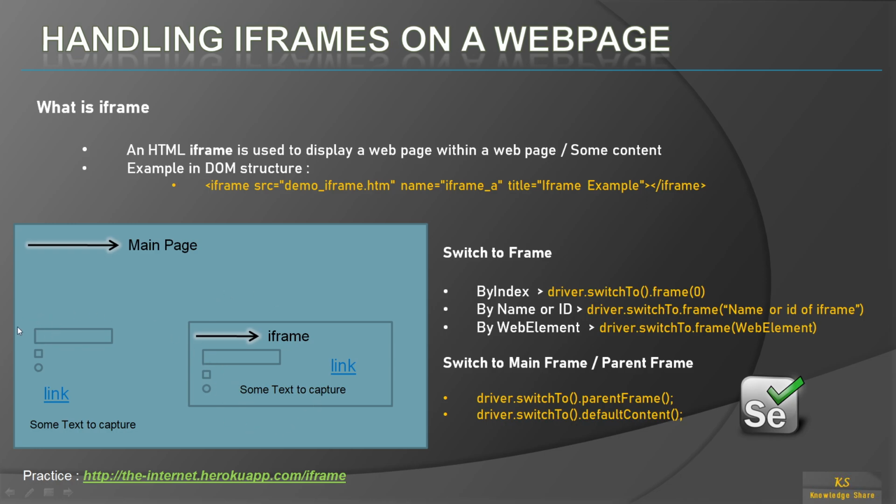So all the web elements like text boxes, checkboxes, radio buttons, links and some text are present on the main page. In the same way, all these web elements also might be present inside the iframe. And if you try to inspect these elements which are in an iframe and try to access them, or click them, or get some text out of these web elements, you cannot do it directly. So you have to use the frames concept, for which we have three kinds of methods.